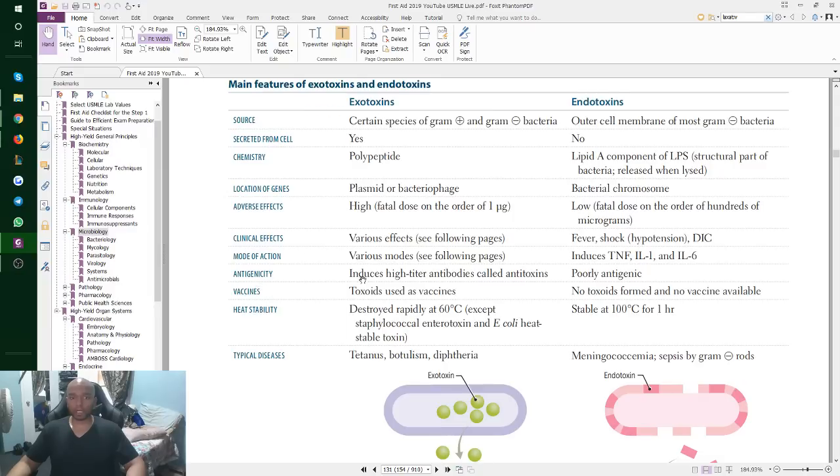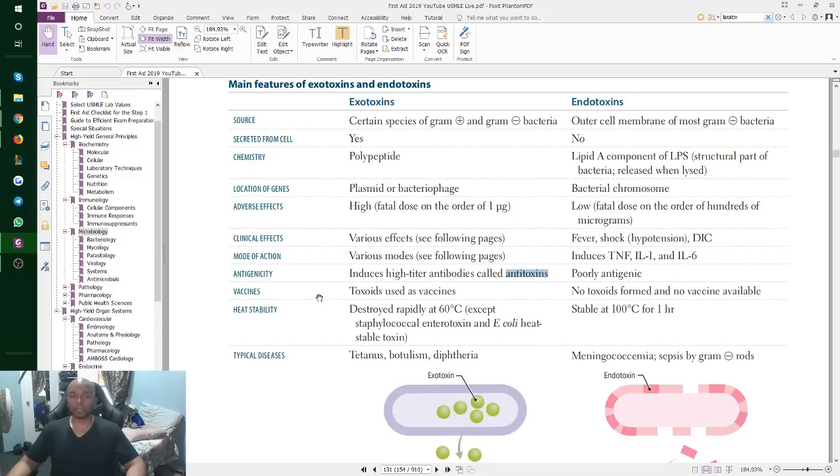Antigenicity. Well, exotoxins induce high titer antibodies called antitoxins. And you can often look for these antitoxins in a patient to see if they're actually actively infected. Whereas endotoxin is poorly antigenic, so you can't really do anything against it, but you are going to get sick.